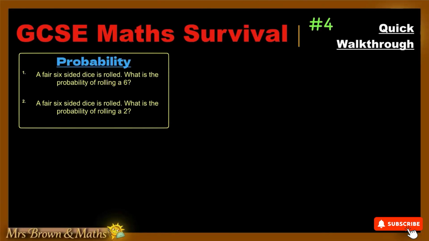Probability. Question 1. A fair 6-sided dice is rolled. What is the probability of rolling a 6? There is one successful outcome out of 6 possible outcomes because every cube has 6 faces. So the probability is 1/6.